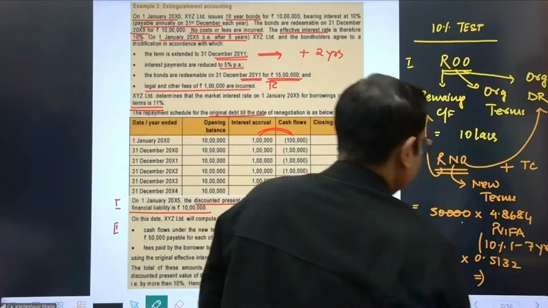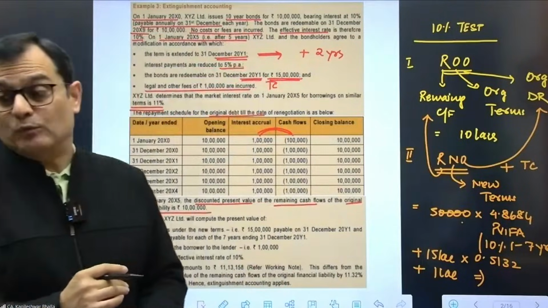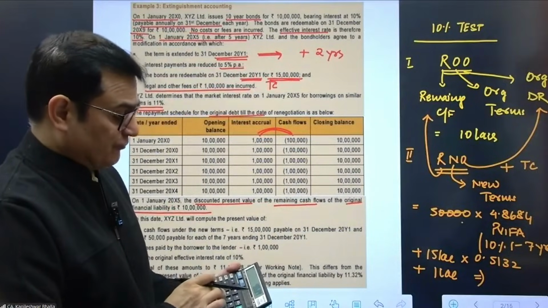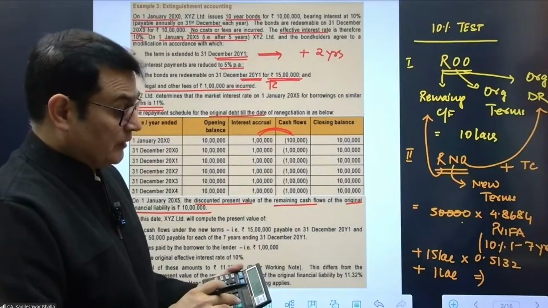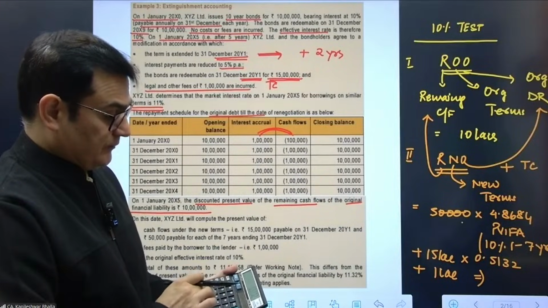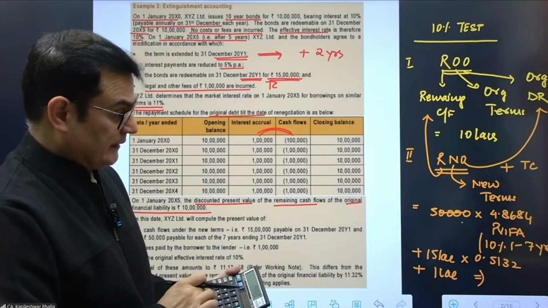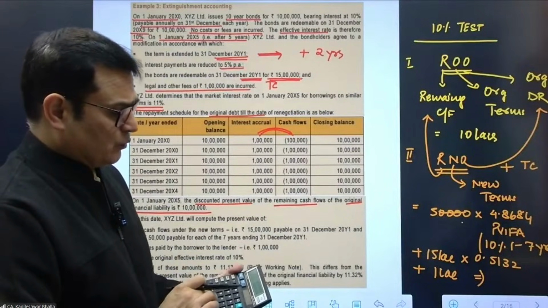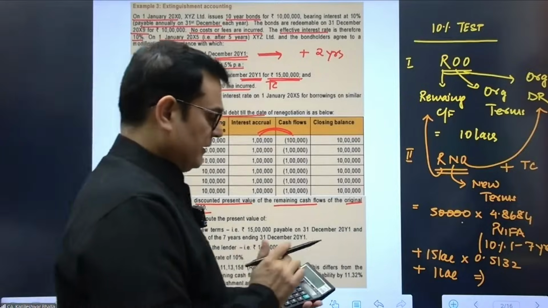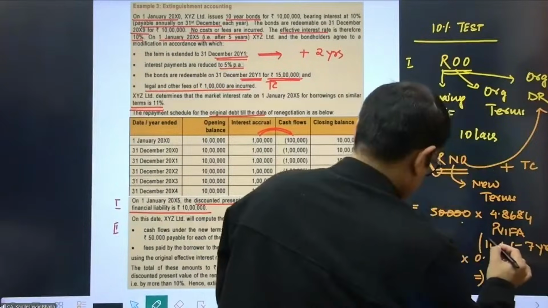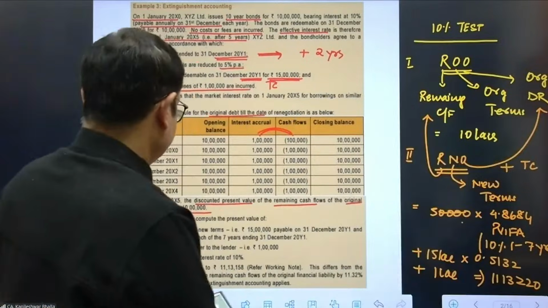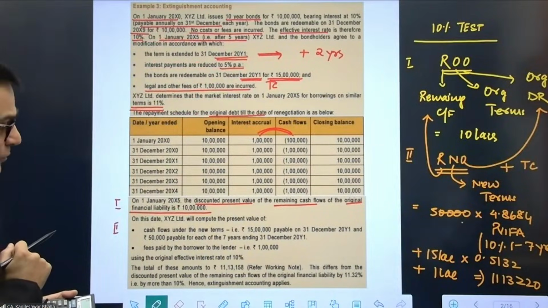So we need to consider the present value of all this. Let's see what the present value is. 4.8684 into 50,000, 243,420. I think this is working out to, I guess, 11,13,220, if I'm right. Yes, I think we're getting almost the same figure.